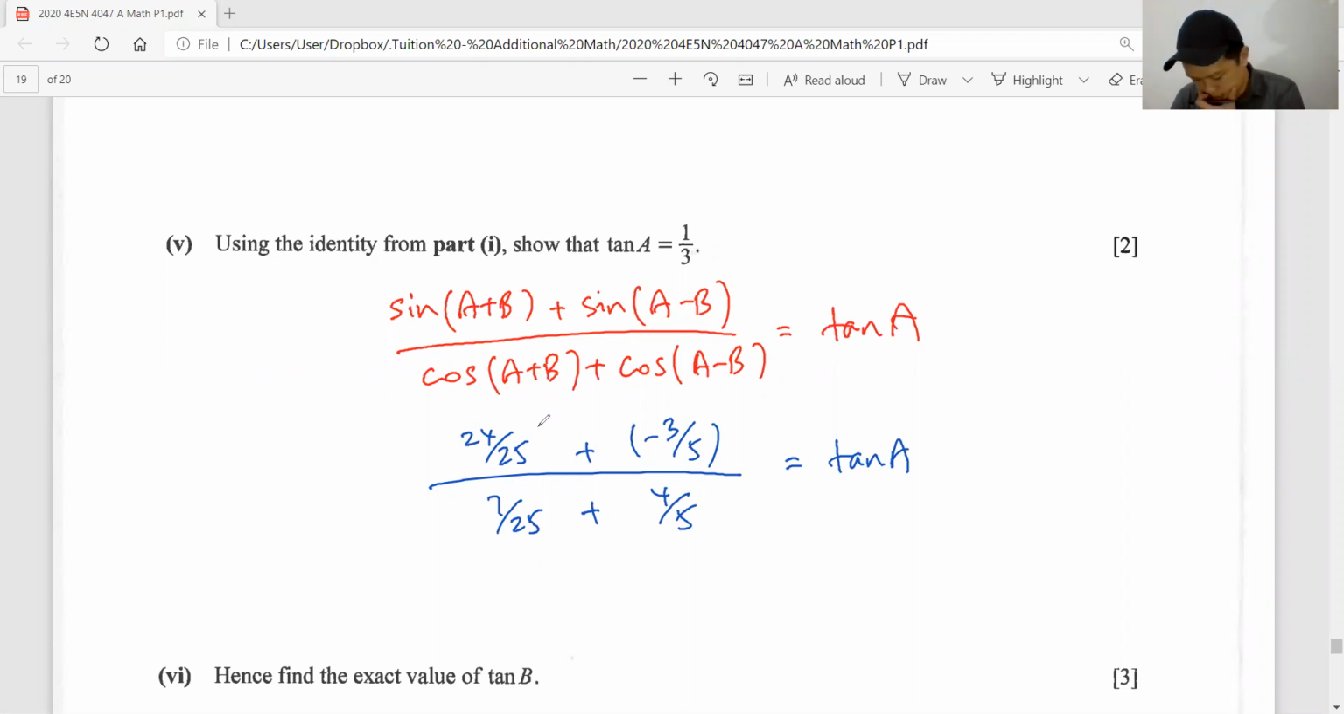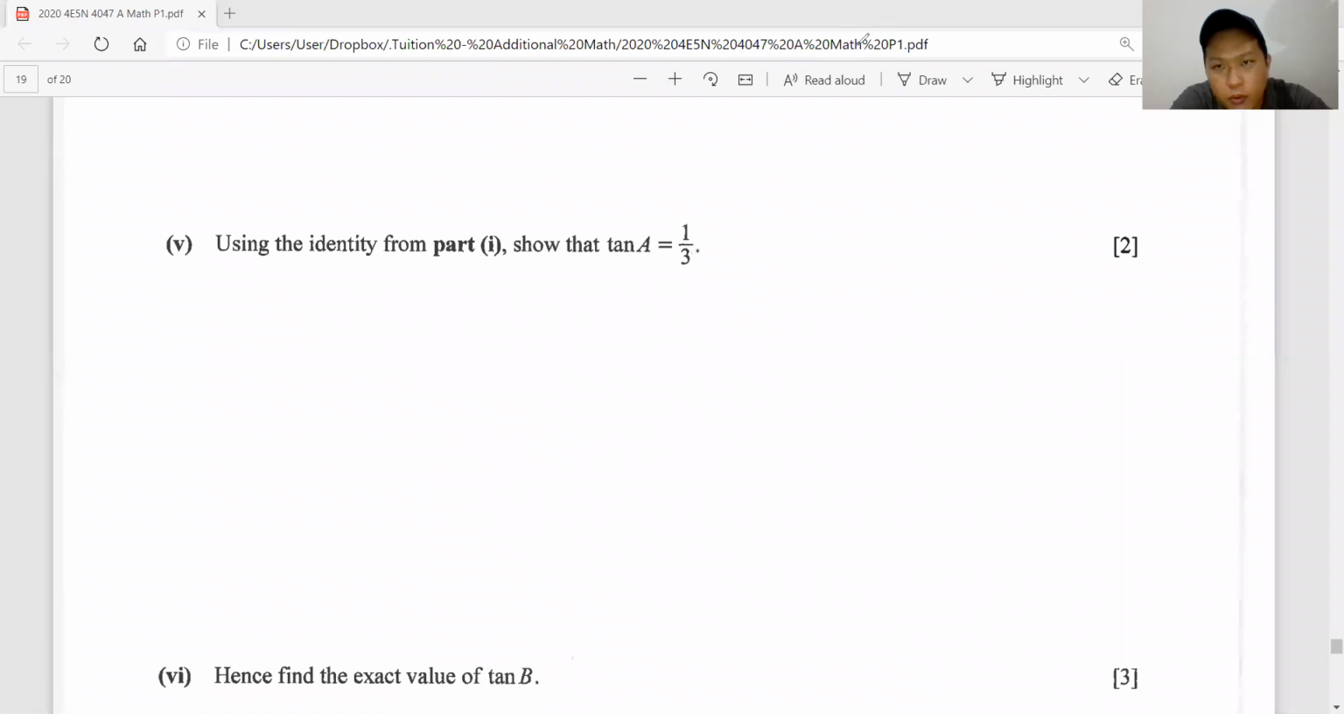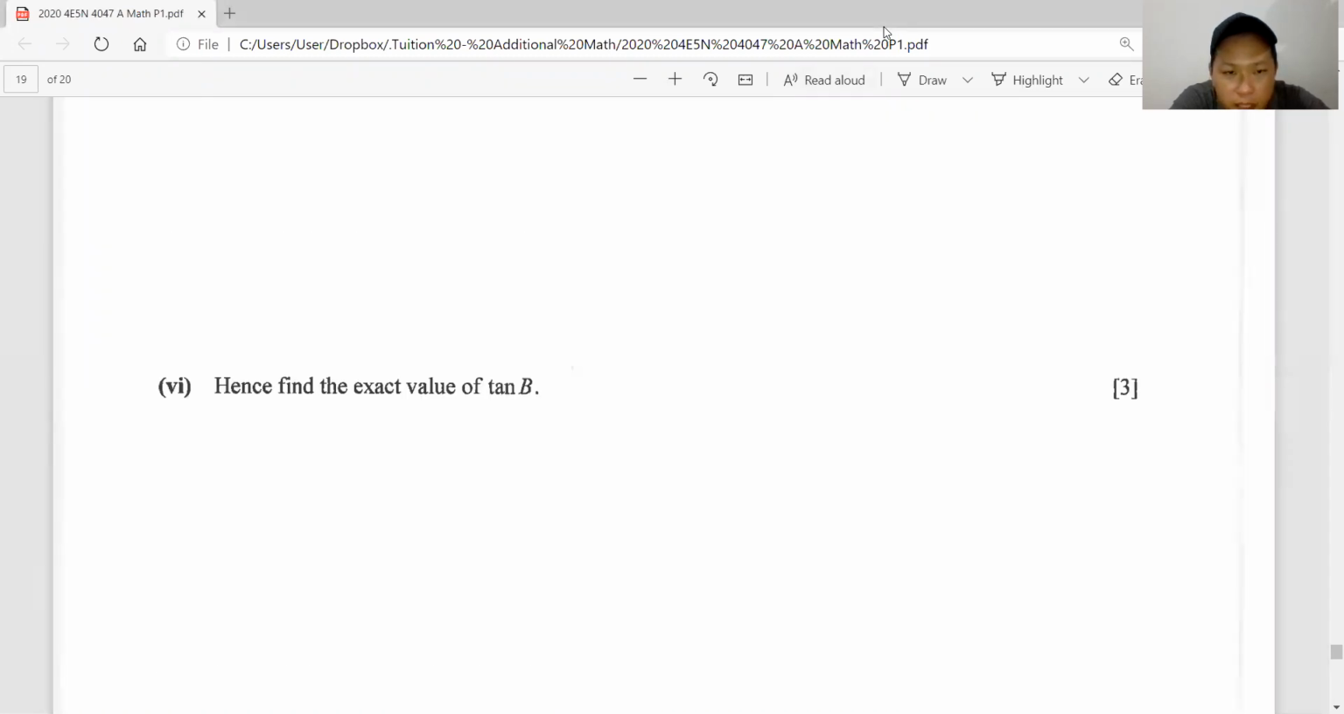Okay, I'm going to skip the press calculator part in case you all get bored and stop this video. So just press calculator and then you will get tangent A equals 1/3, and shown. Once again, remember to show, so you don't lose 1 mark. So that's the identity from part 1, show this one. So tangent A is 1/3, congratulations, shown. And then tangent B, they ask us to find.